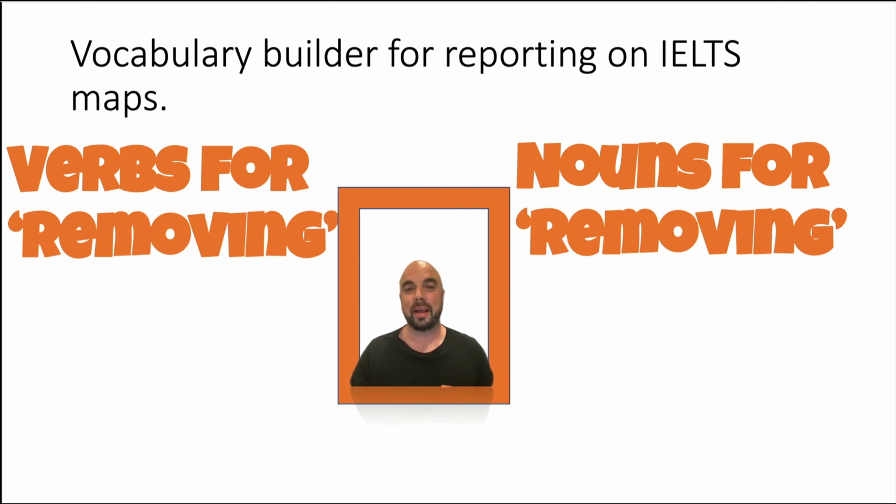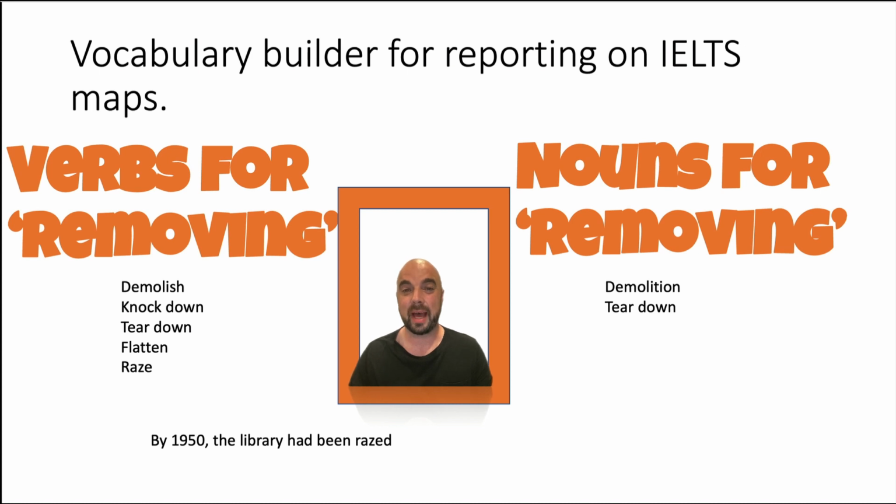Not only are the changes about things being built, they could also be things being removed. Here are some verbs for removing: demolish, knock down, tear down, flatten, raze. And we can change those to nouns. We can change demolish into demolition, and tear down stays the same as a noun. By 1950, the library had been razed. A lot of demolition had taken place next to the park.